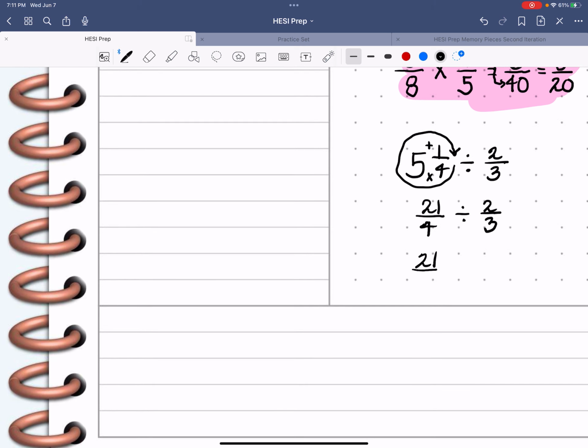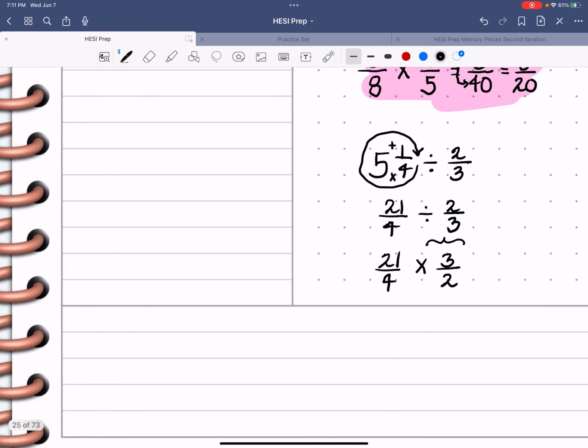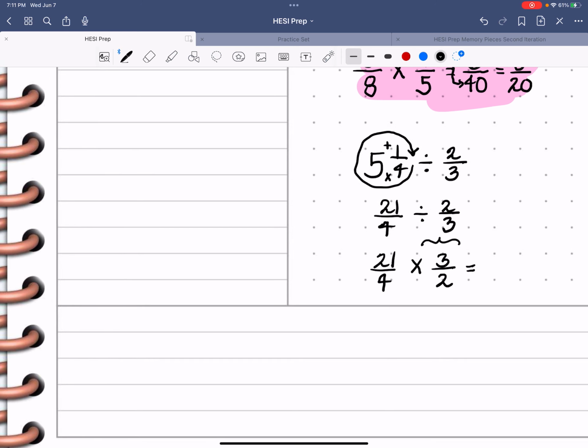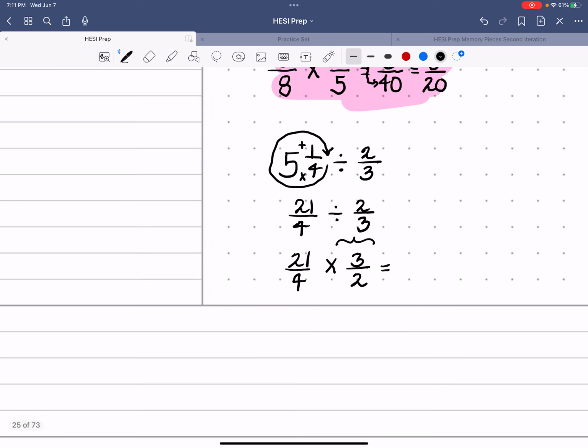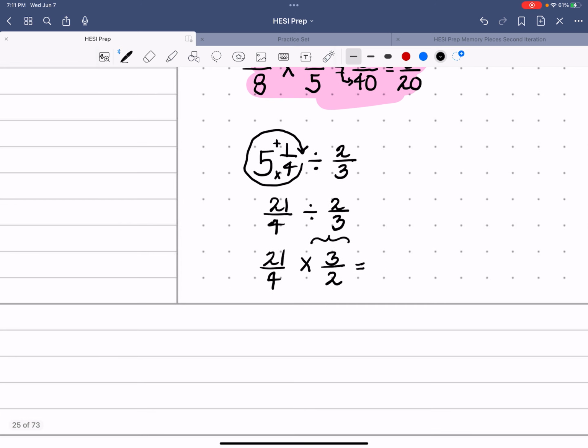I have 21 over 4. Here comes flipping the fraction that follows, 3 halves. And when you flip it, you change this to multiplication. We can't cancel, so we just have to multiply across. 21 times 3 is 63. 4 times 2 is 8.